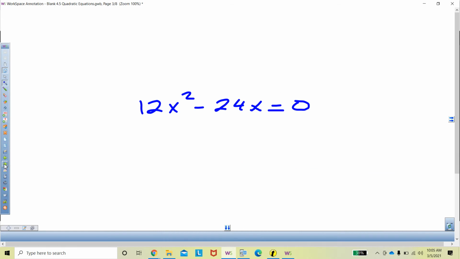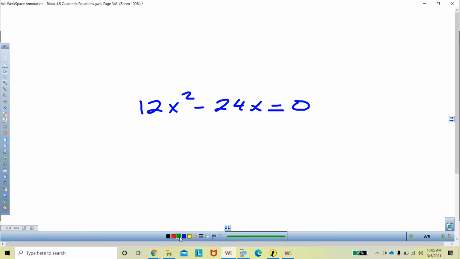Okay, write this one down. So this one, when you have a quadratic binomial, right, start ingraining those words into your head. Quadratic because of the x squared, binomial because 2 terms. Okay, second term being an x term, that's where we have to factor a greatest common factor out.